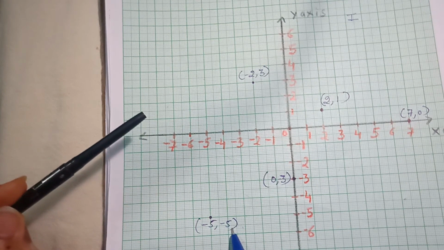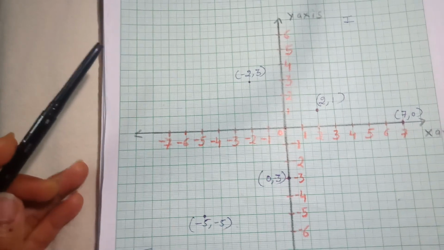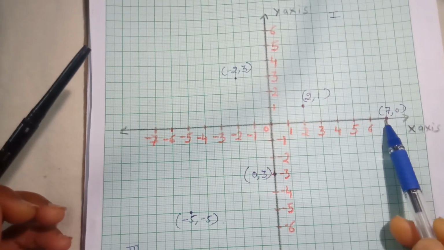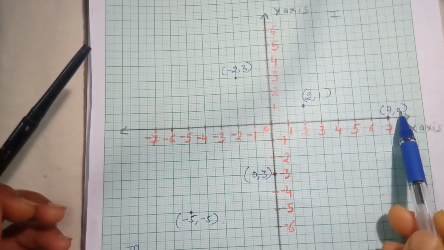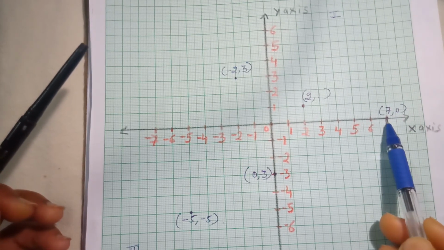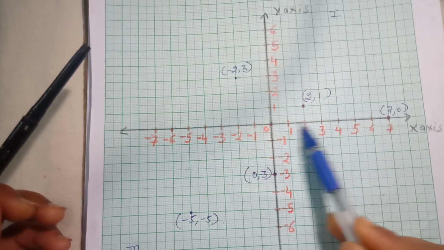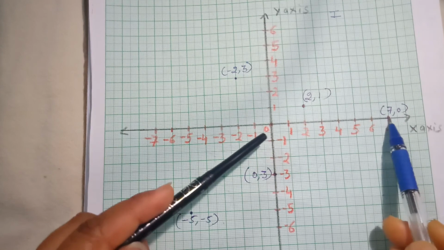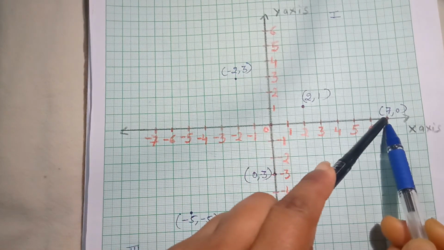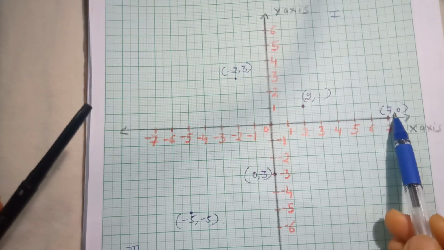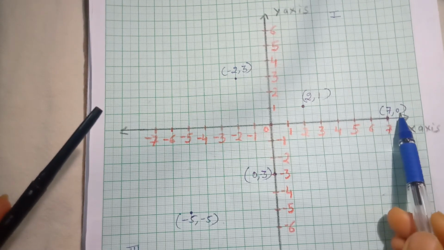Next point that we have to plot is 7, 0. Here the value of x is given but the value of y is 0. Since the value of x is given and y is 0, it will lie on the x-axis only. And it is in positive sign, so it will lie on the positive side. So y is 0, x is 7, so they will intersect over here. So here we are going to get the point 7, 0, the coordinate 7, 0.